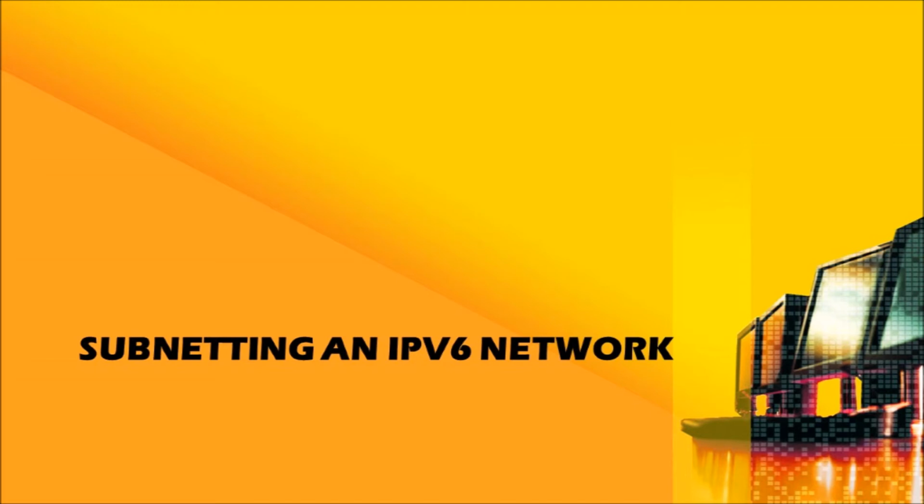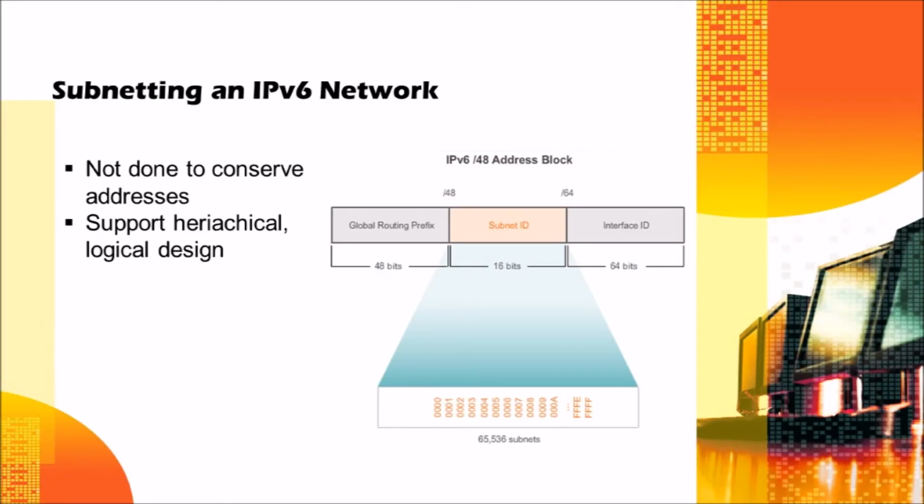Subnetting an IPv6 network. IPv6 subnetting requires a different approach than IPv4 subnetting. The primary reason is that in IPv6 there are so many addresses that the reason for subnetting is completely different. An IPv6 address space is not subnetted to conserve addresses; rather, it is subnetted to support a hierarchical, logical design of the network, while IPv4 subnetting is about managing address scarcity. IPv6 subnetting is about building an addressing hierarchy based on the number of routers and the networks they support.